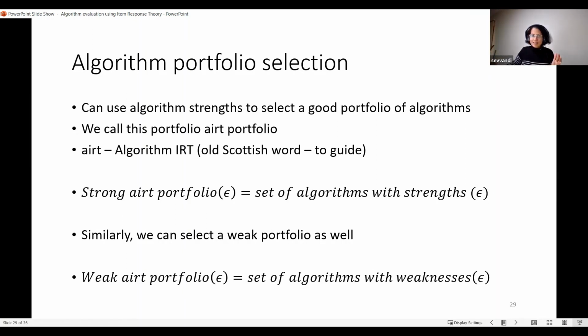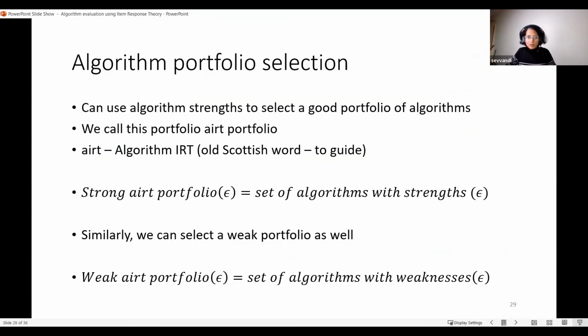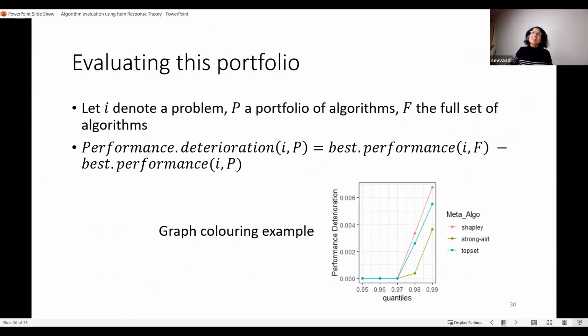So if you look at, in this case, for epsilon 0, what is a set of strong algorithms? These algorithms have strengths, so let's make a portfolio of that. For epsilon equals 0.01, everything gets chosen, but in here, one of the algorithms doesn't get chosen. So you can have the strong ones and the weak ones. And then, of course, you can use this portfolio of algorithms and compare it with other portfolios as well.